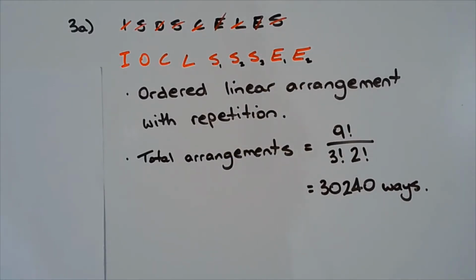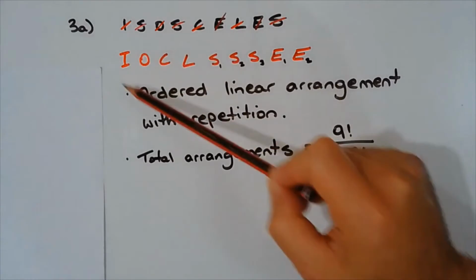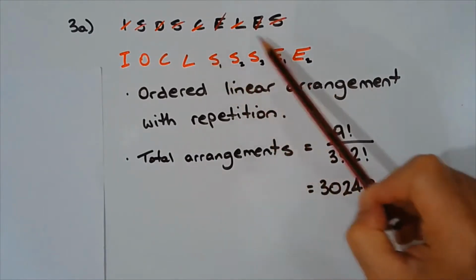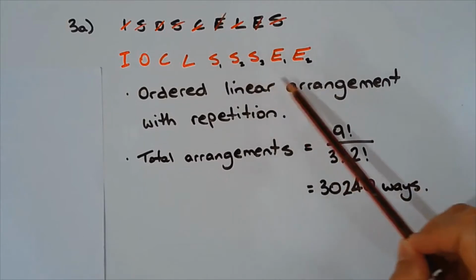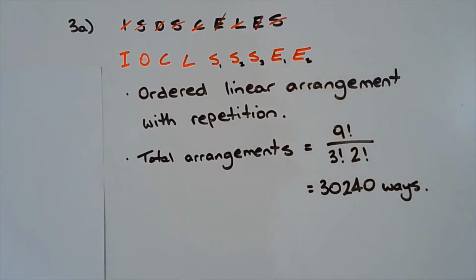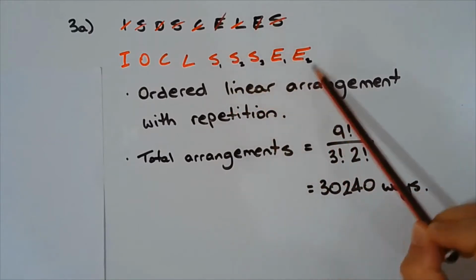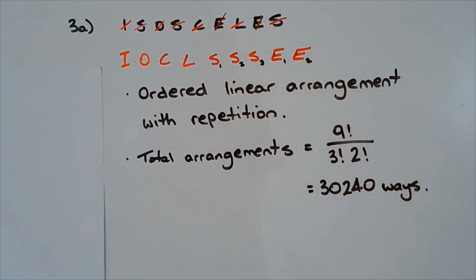Now assuming all 9 letters are distinct, they're different, then there's going to be 9 factorial ways of arranging those 9 letters. But we have 3 S's, so 3 letters that repeat, and we also have 2 E's that repeat. So we need to divide by the number of ways that the 3 S's can be arranged among themselves, and also the 2 E's, the number of ways that they can be arranged among themselves.